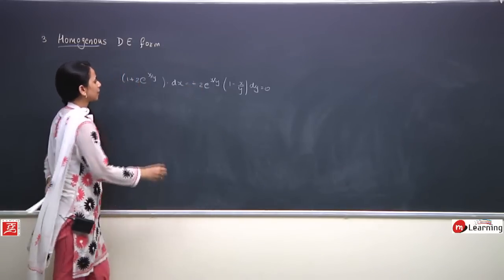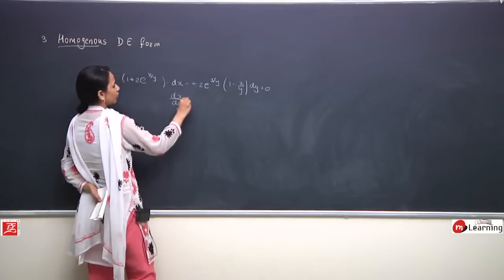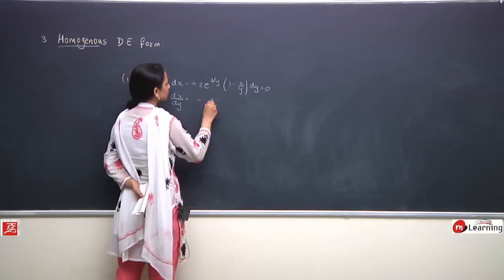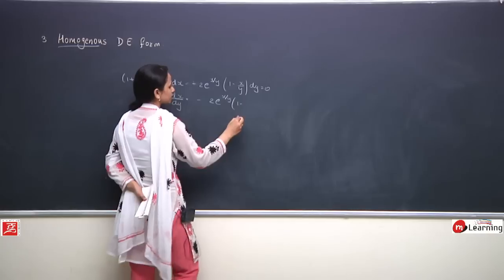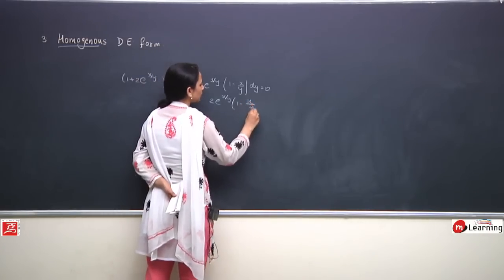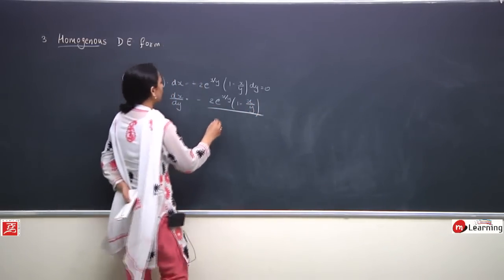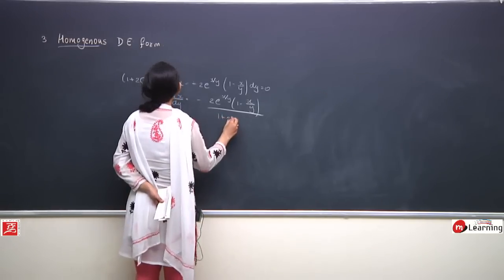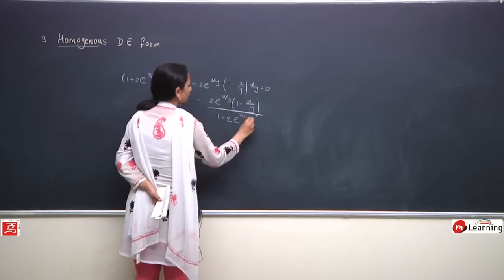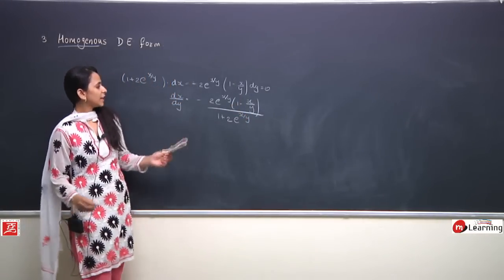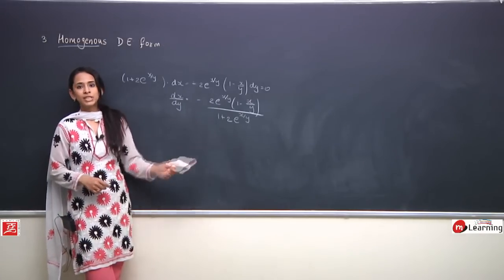Can I write here that dx/dy is going to be equals to minus 2e^(x/y)(1 - x/y) upon 1 + 2e^(x/y). Perfect. So I have dx by dy is equals to some function. Now is this a homogeneous differential equation?